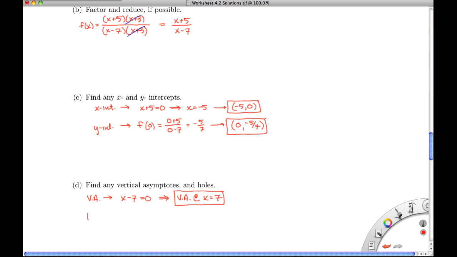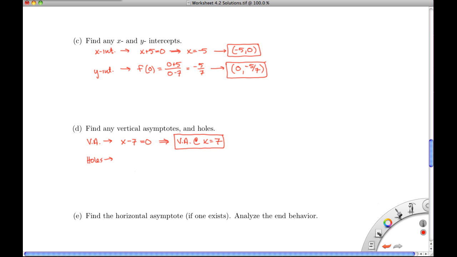And then, if you remember for the holes, what we want to do is we want to note if there was a common factor in the top and bottom. Well, we did see that x plus 3 was a common factor back in part B here. So we would see that since x plus 3 is a common factor in the top and the bottom, then this is going to give away where we're going to identify the location of this hole in our curve.